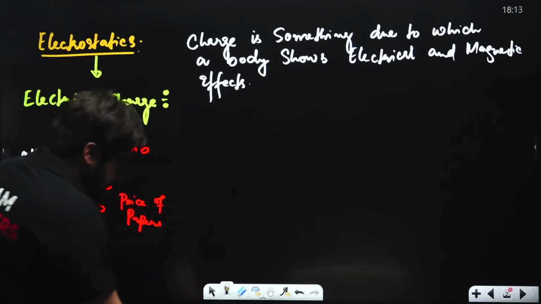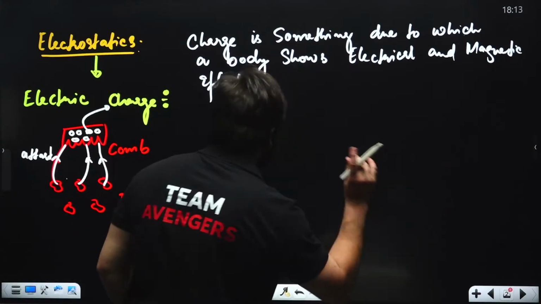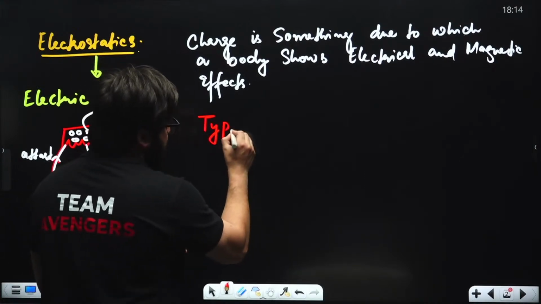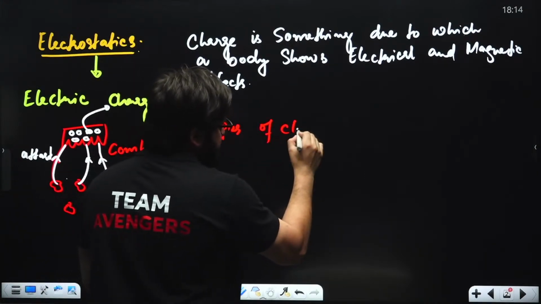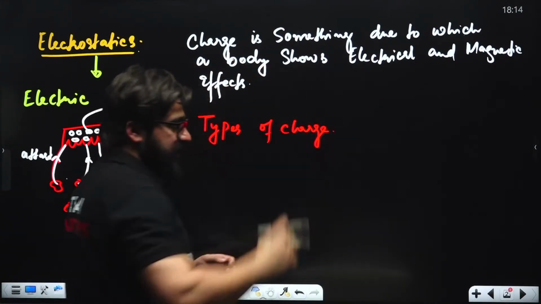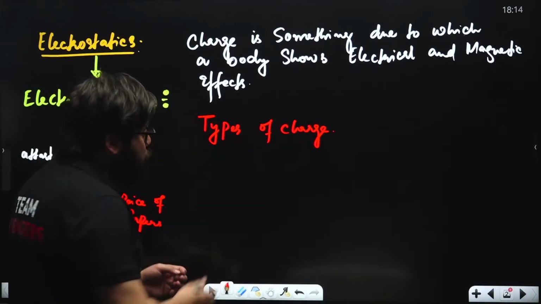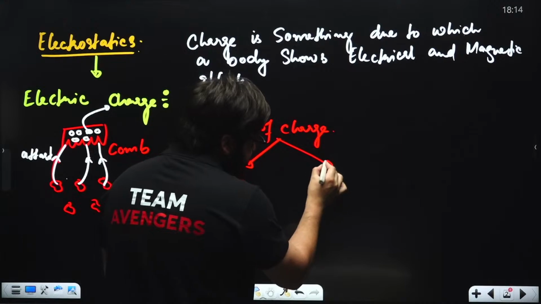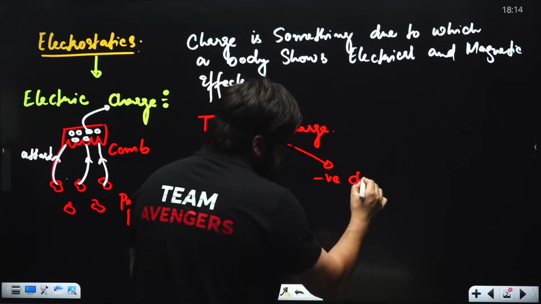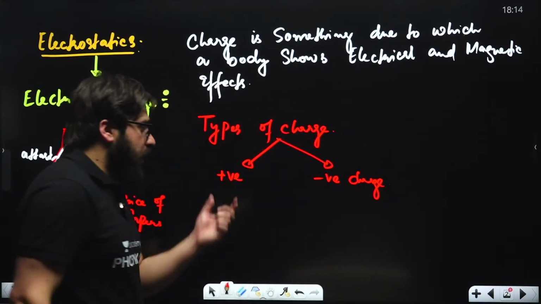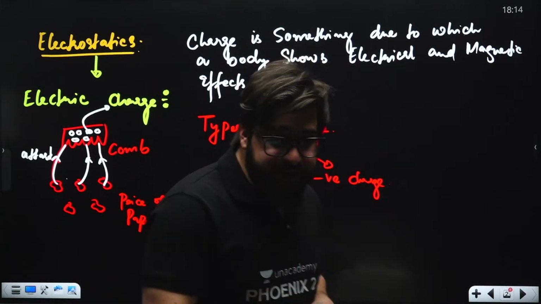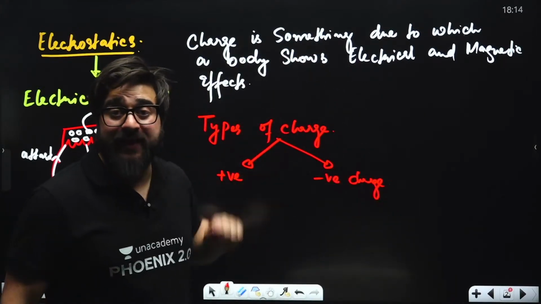Okay. Now, my dear friends, listen to me very carefully. When it comes to the types of charge, we have two types of charge. One is positive charge and the other is negative charge. There are two types of charge: positive and negative.